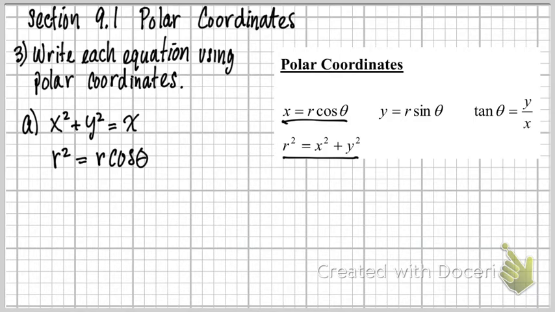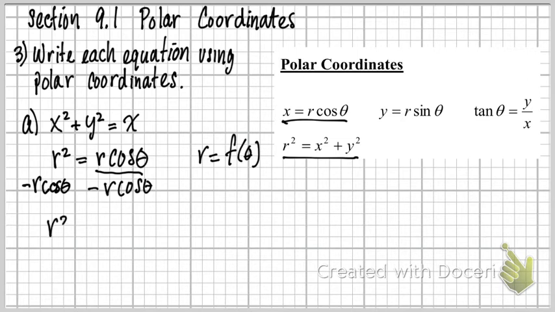So now we're not quite done yet, though, because I have an r on this side as well. I try to get r equals some function of theta, so usually r equals some f of theta. That's what I'm really looking for here for the most part. So that means I'm going to subtract r cos theta from both sides. Now remember, I'm never going to divide by r. That doesn't work. I have to think of the idea of factoring, and that's why I'm moving everything over to the same side. So I get r squared minus r cos theta equals 0.